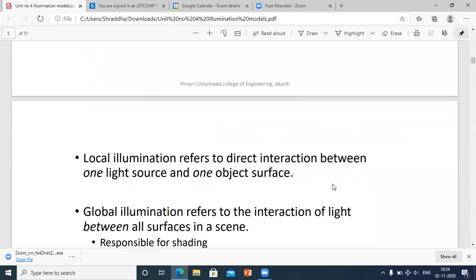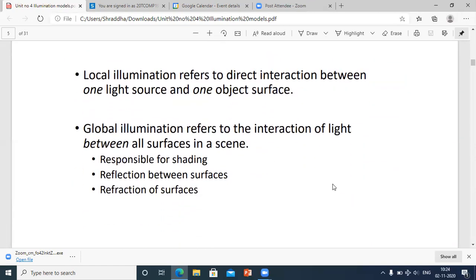Then, local illumination refers to direct interaction with one light source and one object source. What do you mean by local illumination? Local means there is only one light source and one object source. That is called local. And what is global? Global refers to interaction of light between all surfaces in a scene.